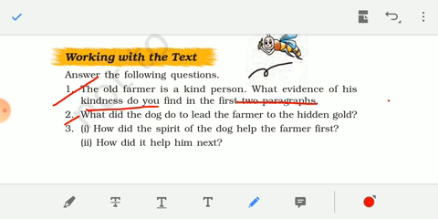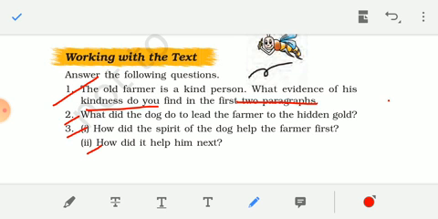Okay. Number 3. How did the spirit of the dog help the farmer first? Here 2 questions are there, number 1 and number 2: how did it help him next? So we'll see first of all the question number 1. The answer would be, first the spirit of the dog appeared to him in a dream. It urged him to cut down the pine tree over his grave and make from it a mortar for the rice paste. It also asked him to make a mill of that wood for his bean sowing. The farmer did so, and he got the pile of gold.